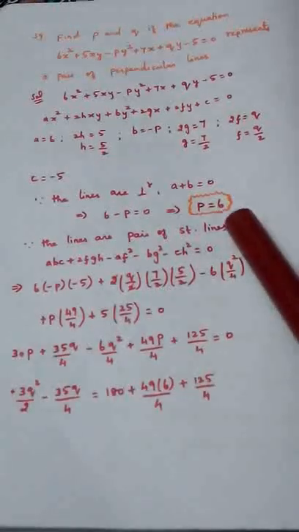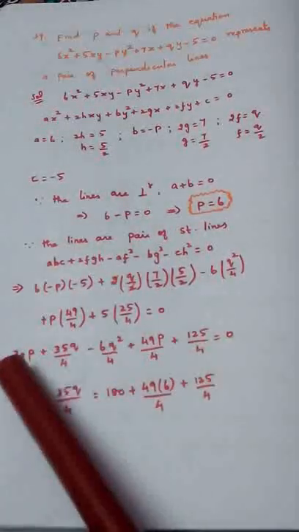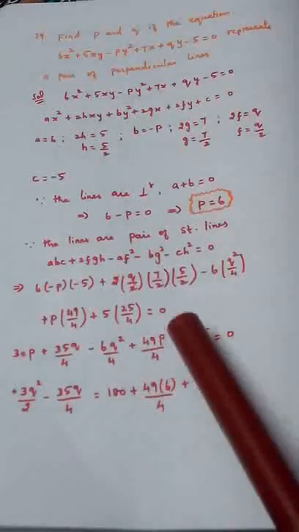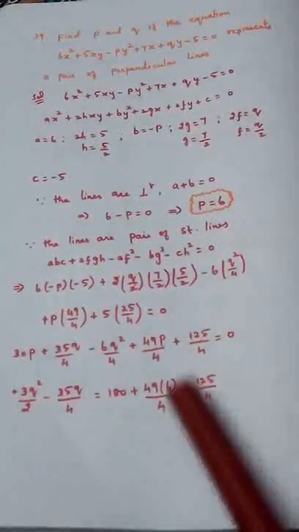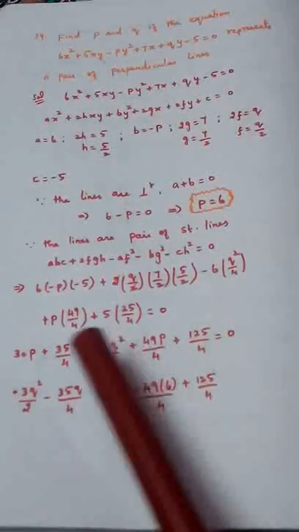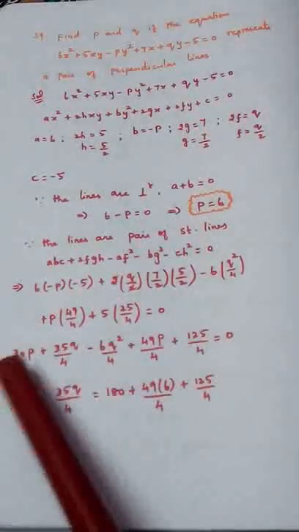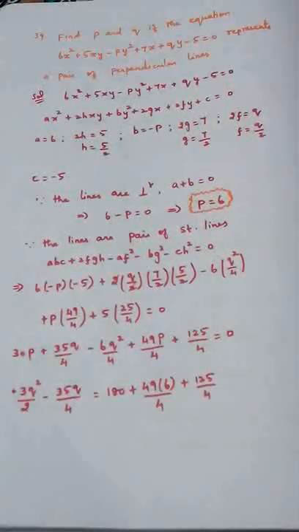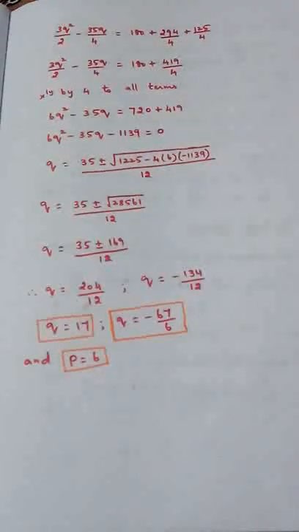The p value we found out as 6. So 30 into 6 is 180, plus 49 times the p value 6 by 4, plus 125 by 4. So what we are doing, only the two q terms are taken to the other side. All the three remaining stay on the same side. The p value is 6, we have substituted. In the next line we are going to simplify this further.